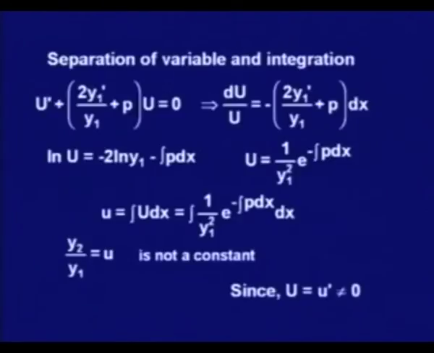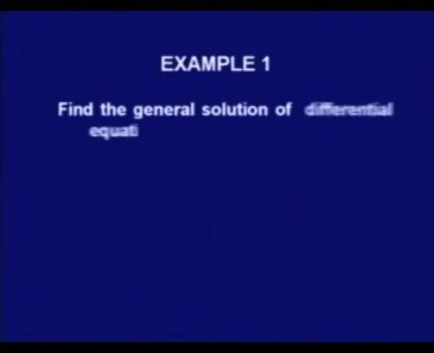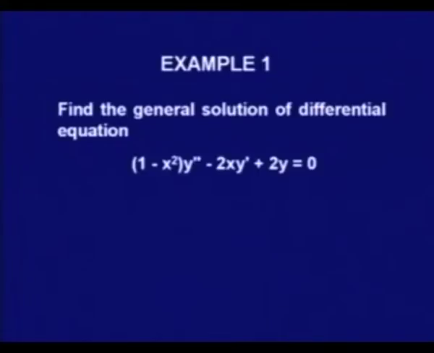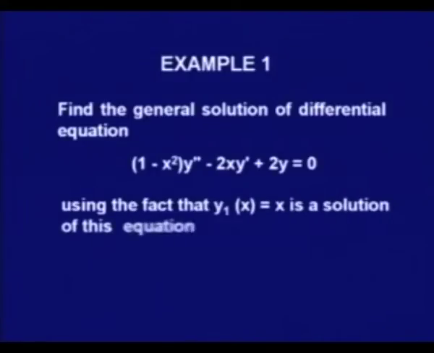Let us see one example. Find the general solution of the differential equation 1 minus x square y double dash minus 2 x y dash plus 2 y is equal to 0, using the fact that y is equal to x is a solution of this equation. I am going to use the technique of reduction of order which we have just learned. We are given that x is a solution. So, first we will check whether it is a solution or not.